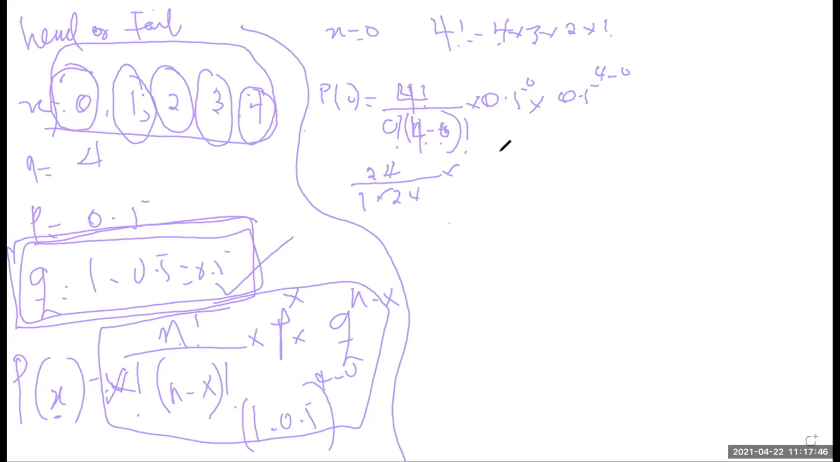0.5 raised to the power 0 is what? 1. Times 0.5 raised to the power what? 4 should give you 0.0625. Yes, okay, thank you. This cancels the other. So the probability that there will be no defective is what? 0.0625.